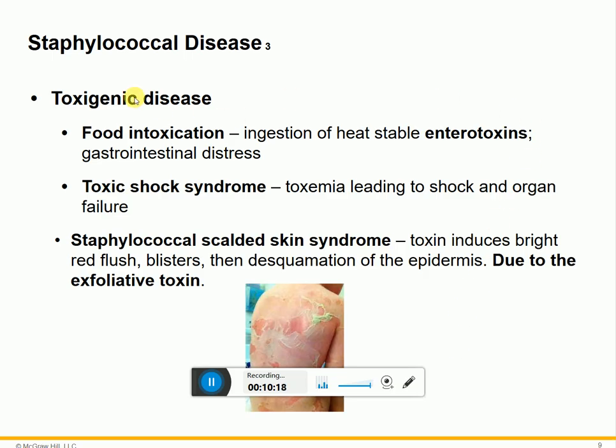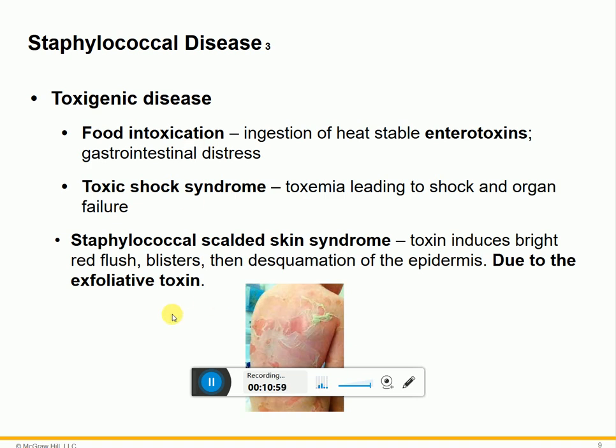Other diseases caused by the toxins could be food intoxication or food poisoning, caused by the enterotoxins that lead to disease of the gastrointestinal tract. And we said that some of the signs and symptoms are nausea, vomiting, and diarrhea. The person could develop toxic shock syndrome because of the toxic shock syndrome toxin, and that could lead to organ failure. There's also staphylococcal scalded skin syndrome, and that's what you see here, and that is because of the exfoliative toxin.